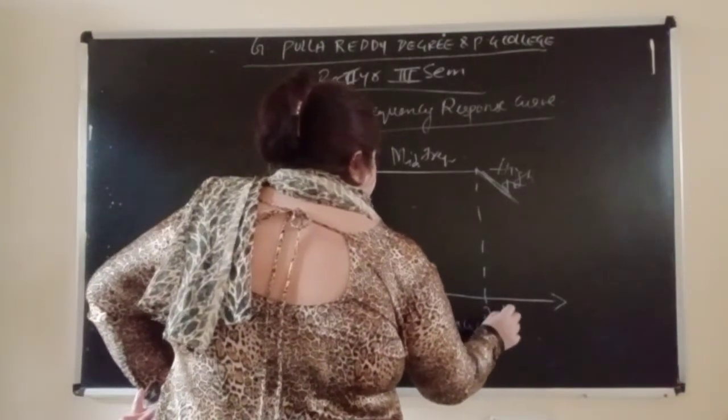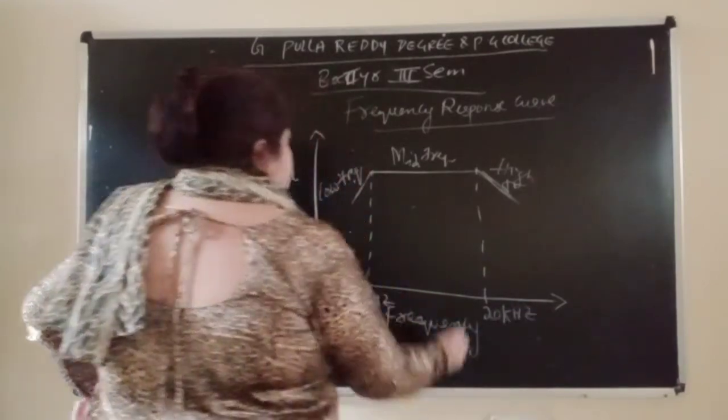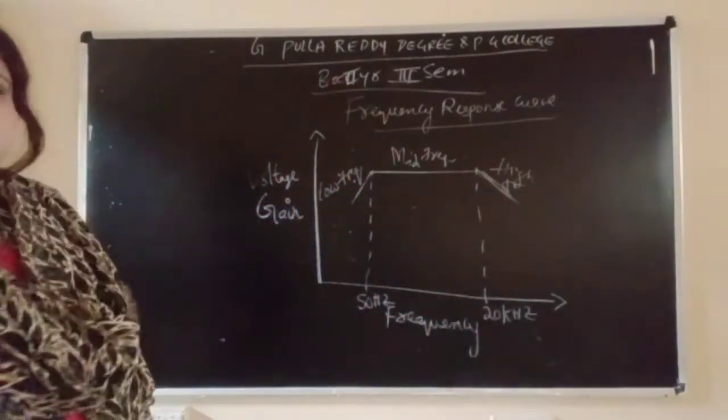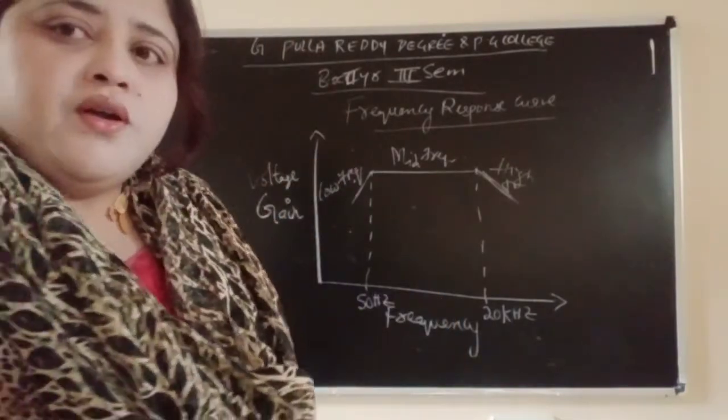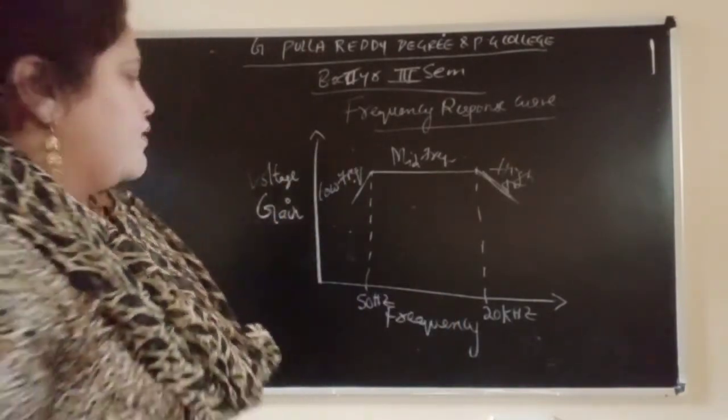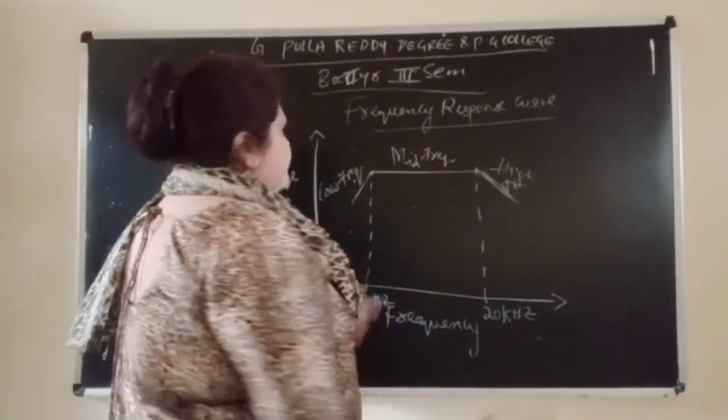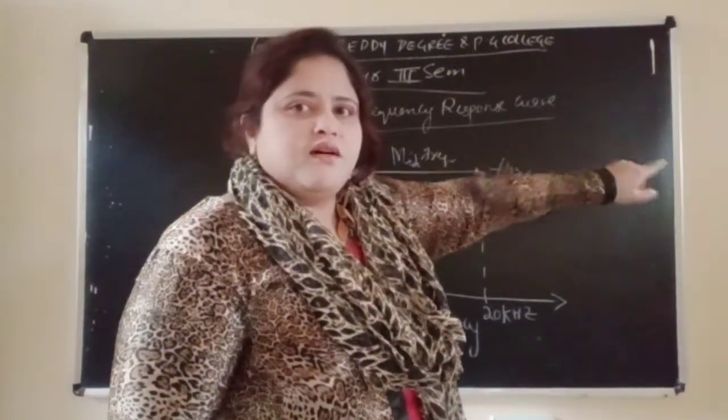High frequency will be more than 20 kilohertz. And mid frequency range will be how much? It will be from 50 Hz to 20 kilohertz. Okay. So now your curve, frequency response curve.